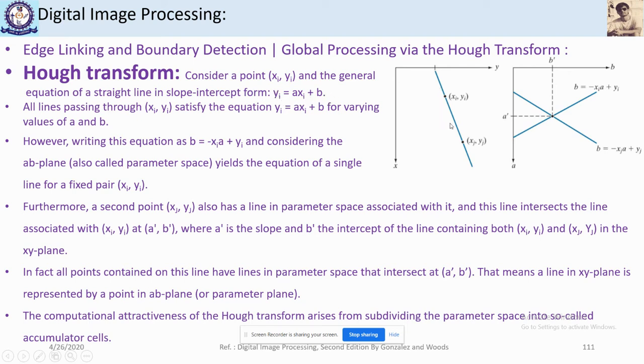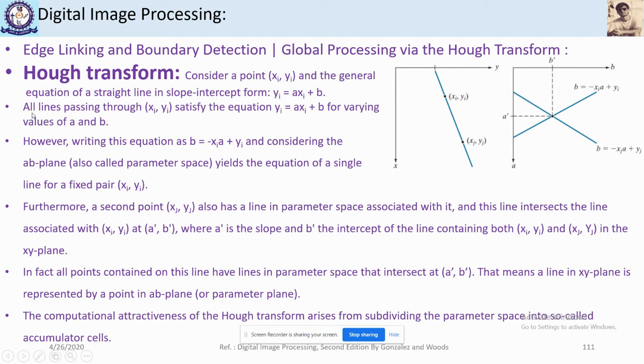Suppose we have a point here. If I want to write the equation of a straight line which is passing through this point, we know from geometry that it is y = mx + c. So here m is written as a and c is written as b. That is called slope intercept form. So the equation of the straight line passing through this point will be written as yi = axi + b.